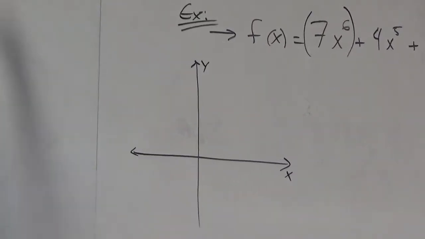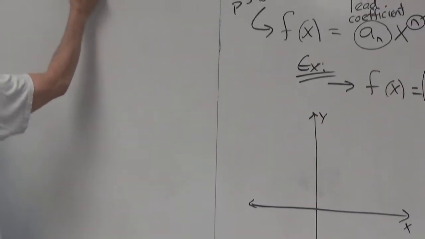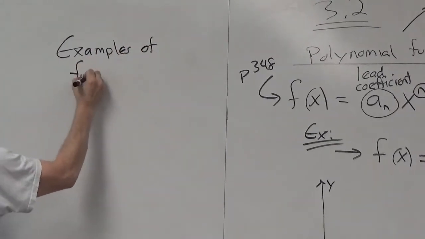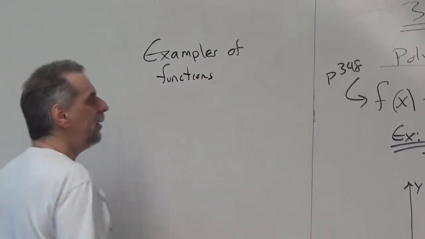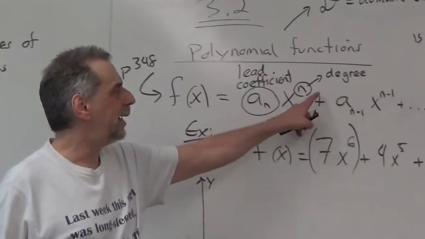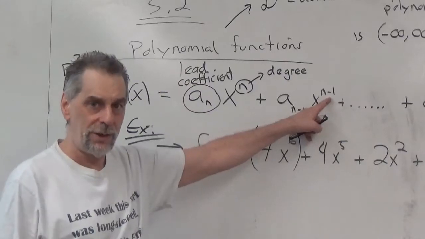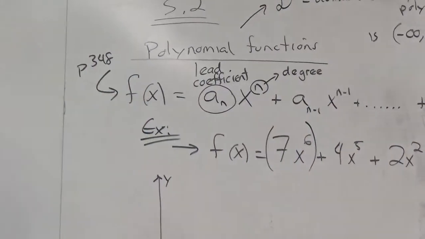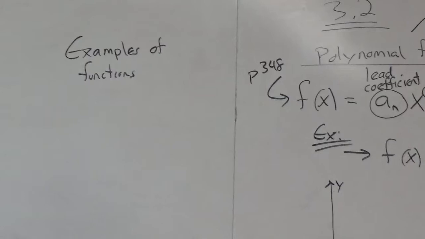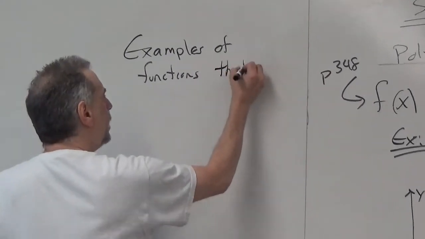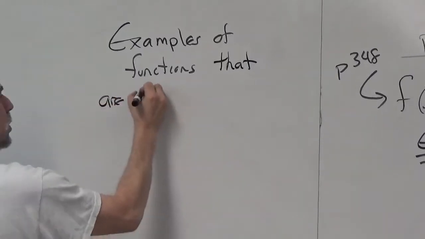Now, examples of functions that are not polynomials: anything that doesn't have a whole number exponent, like any fractional exponents. Those are radical equations, and they're not going to be polynomials. Anything with variables in denominators, rational stuff, is not a polynomial either.